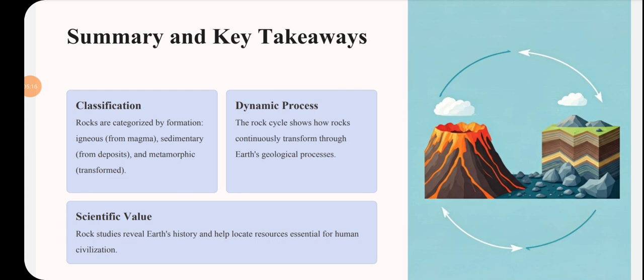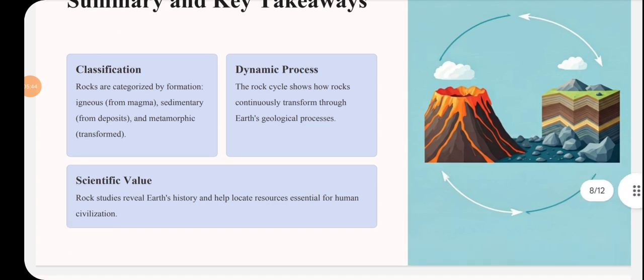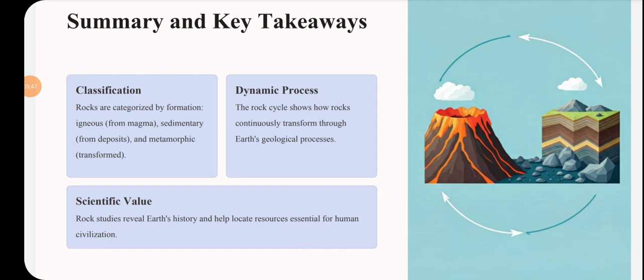So the summary and key takeaways. Classification: rocks are categorized by formation. Igneous from magma, sedimentary from deposits, and metamorphic transformed. Then dynamic processes: the rock cycle shows how rocks continuously transform through Earth's geological processes. Scientific value: rock studies reveal Earth's history and help locate resources essential for human civilization.